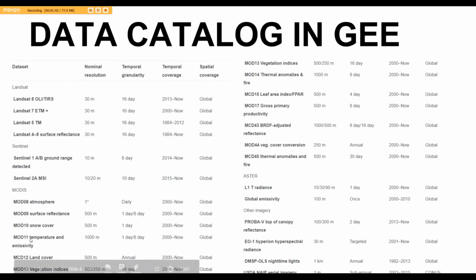We have a lot of MODIS data which is made available to us, including things like MODIS land cover data and MODIS vegetation indices. And these are commonly used for continent scale land use analyses, etc. We also have access to ASTER data and even things like nighttime lights, which have been used for socio-economic studies and ecological studies in the past.